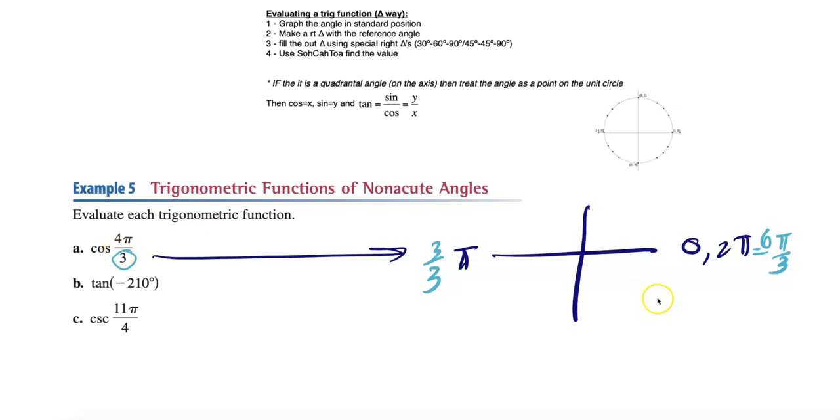Where's 4 pi over 3 at? If we're starting from here, and we're positive, we're going up. This is 3 over 3. We haven't hit 4 pi over 3 yet. We're going to go a little bit past it, so we must be in quadrant 3. That's 4 pi over 3.